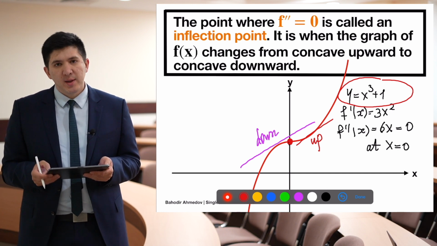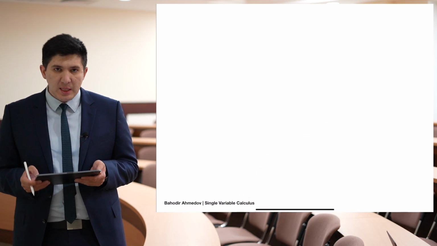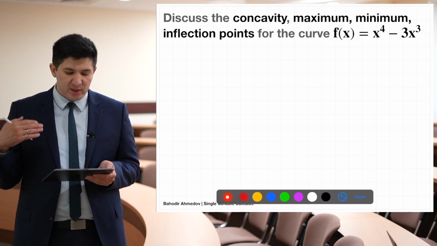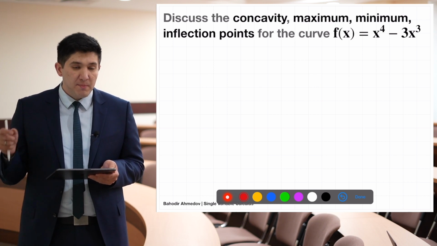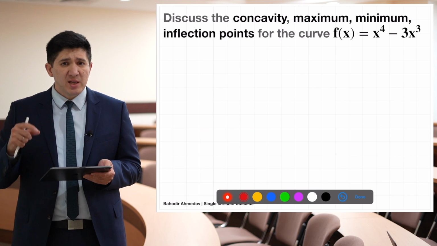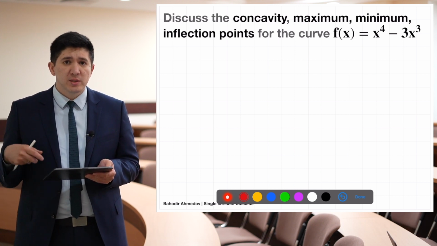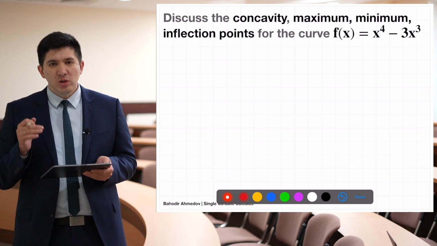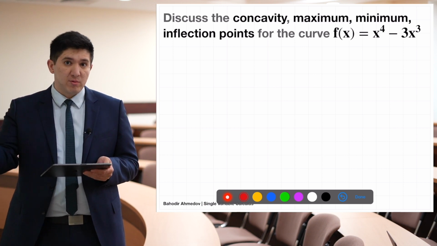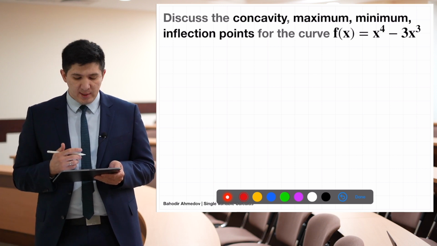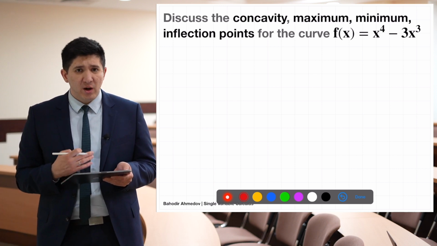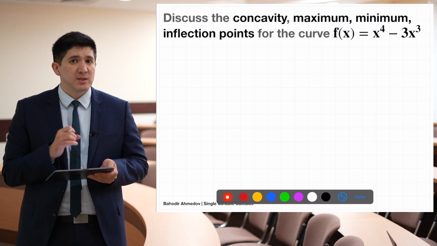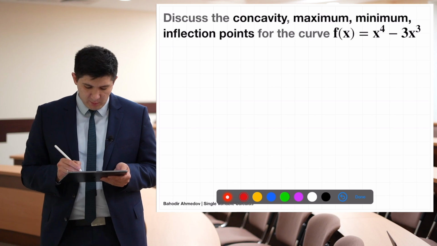So what I want now is to apply all of the techniques and knowledge which we have learned so far about the first derivative and the second derivative in order to make the analysis on the concavity, maximum and minimum points, the critical points, and inflection points for this curve. At the end, I'm going to sketch its graph using this analysis. So first of all, I would like to find the derivative of this curve in order to understand increasing and decreasing regions, in order to understand the local minimum and local maximum points.